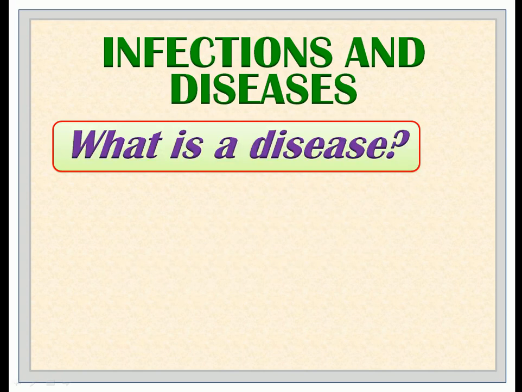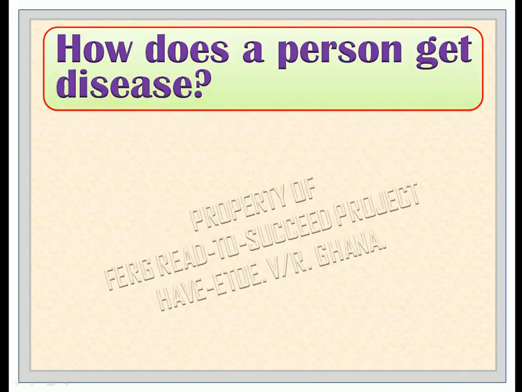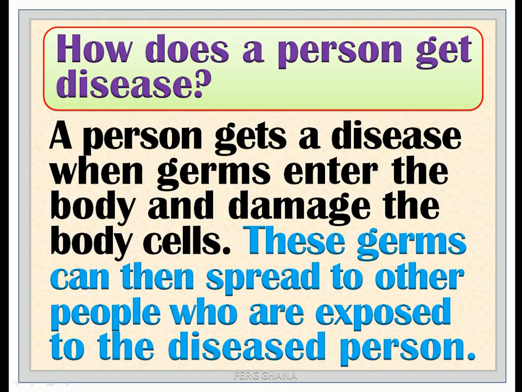What is a disease? A disease is any disorder which interferes negatively with the normal functioning of the body, of the living organism. How does a person get disease? A person gets a disease when germs enter the body and damage the body cells. These germs can then spread to other people who are exposed to the diseased person.